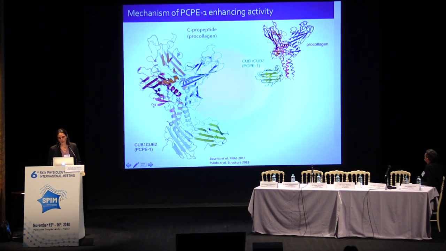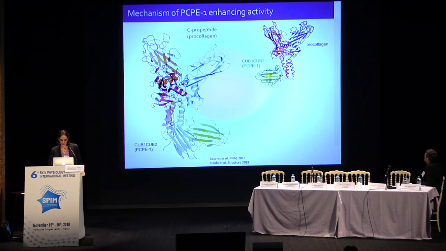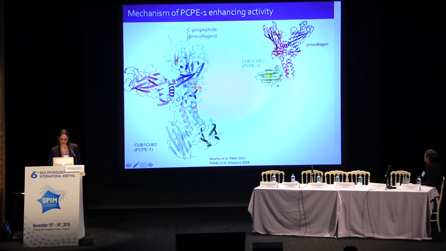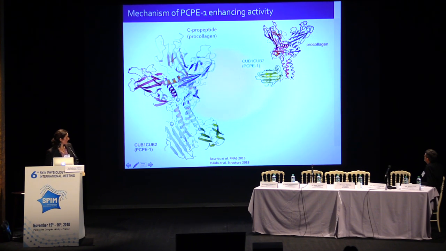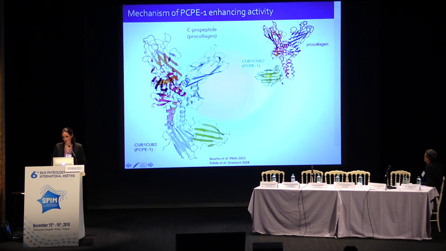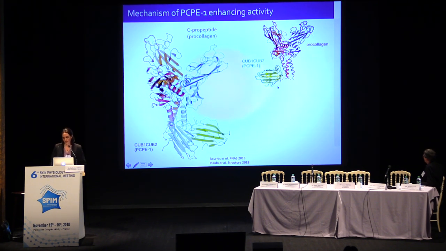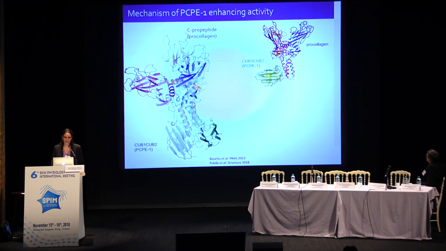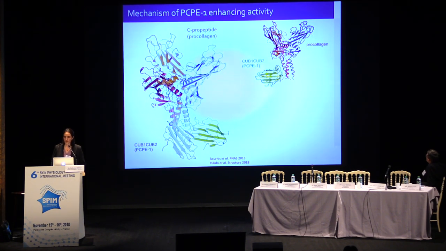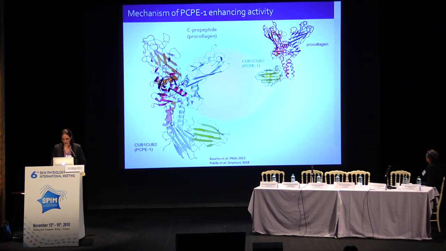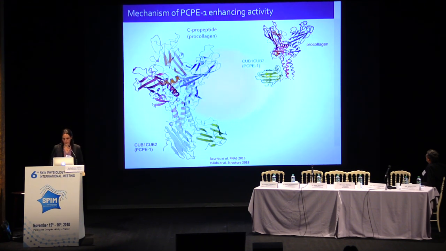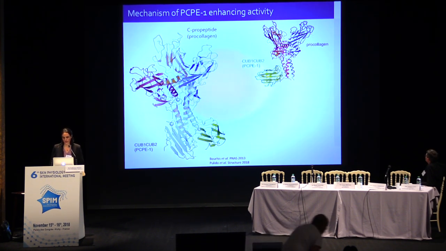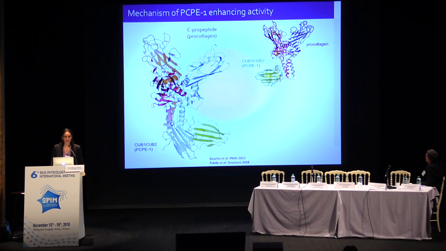And the most interesting part of the structure is better seen here on this view. If you look at the C-propeptide chain, which is shown here in pink, you see that the C-terminal extremity is pulled in the direction of the CUB1, CUB2 interface. And this was very interesting because it was a clue that in the end, the mechanism of PCP1 activity is to pull on one of the free chains in the trimer to disrupt the compact structure in this part of the molecule and to create space between the free chains to make the cleavage site more accessible for the protease.